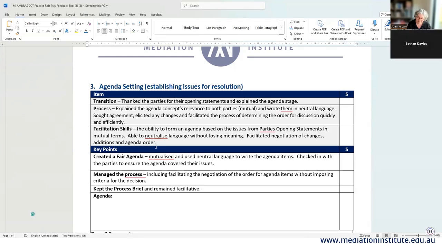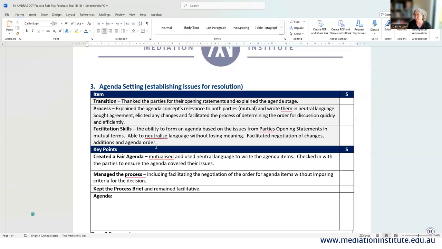Now we've got the challenge of trying to bring that together into a mutual agenda. We want to explain the agenda concepts in a way that's mutual, so it's relevant to both parties. Sometimes that's pretty easy because they're talking about the same issue, like the computer system in one of the workplace scenarios. But in other situations, only one person raises it. So you've got to think as the mediator, how is this relevant to the other person? How am I going to frame that so I can get that agenda item, which I think is pretty important, onto the agenda and make it clear that it's relevant to both people? We wouldn't normally want to have one person's agenda item.